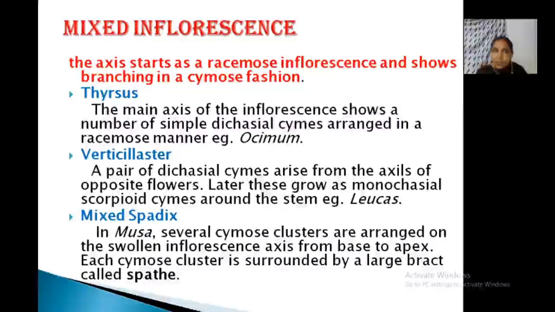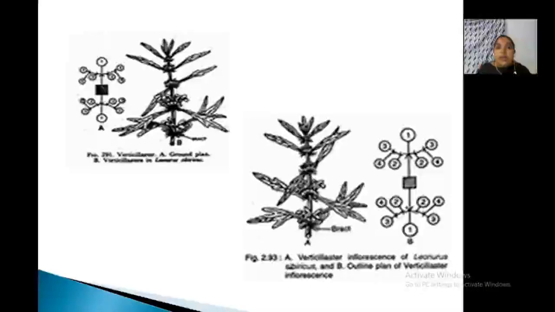So, mixed is a combination of cymose and racemose. First it is racemose growth, then cymose branches. So, thyrsus is one that grows like racemose, then the branches are dicasyl cyme. What is verticillaster? Axil opposite side, what condition? Dicasyl cymes. Mixed spadix: spadix but with a large number of cymose in spadix form, that is mixed spadix. So you have to study examples also. Leucas, you know, tumba.